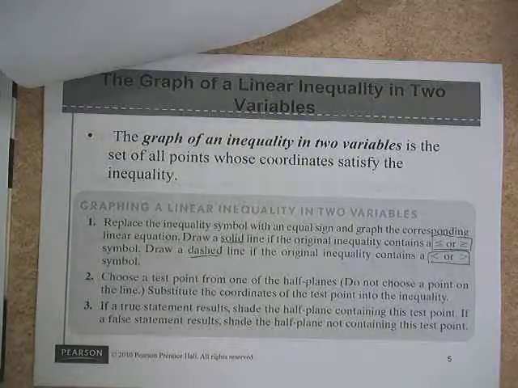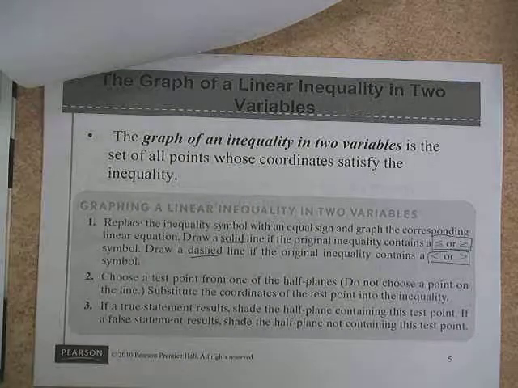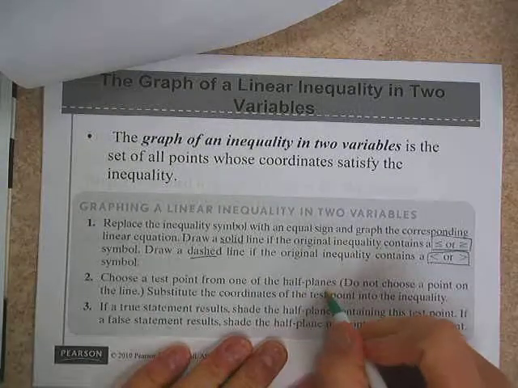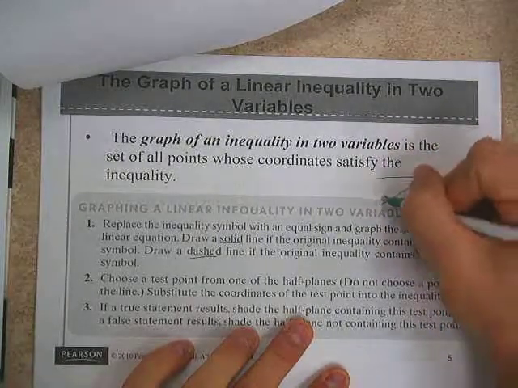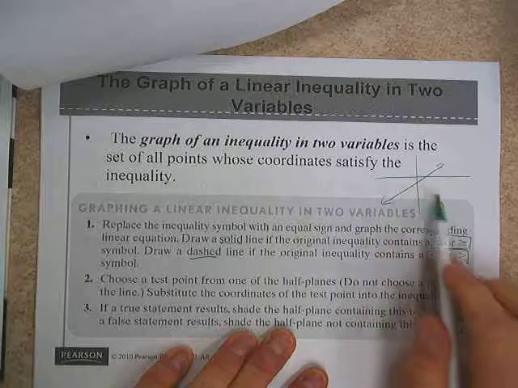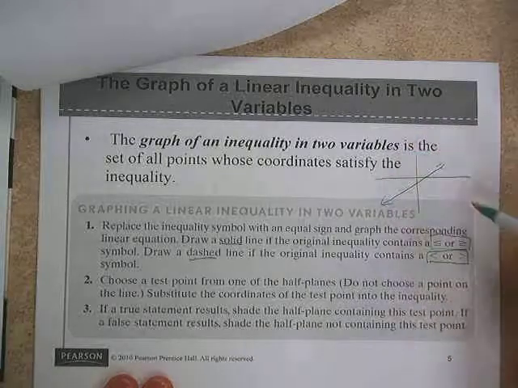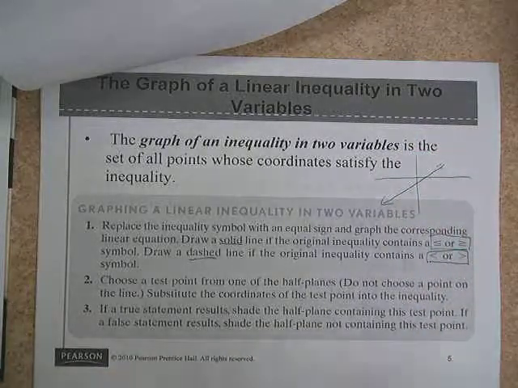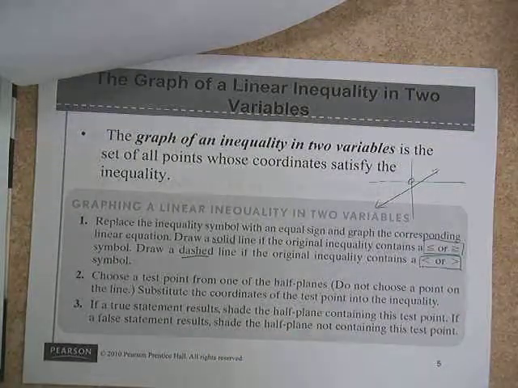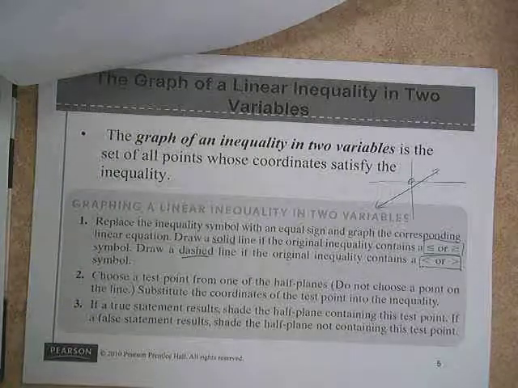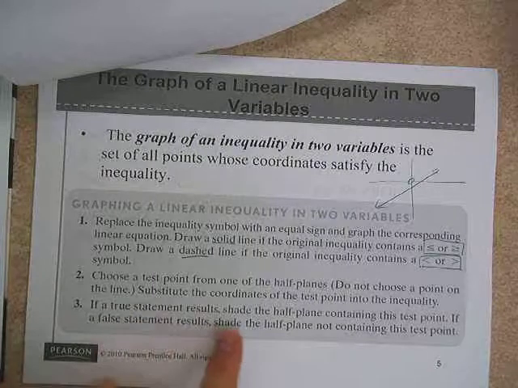Then we choose a test point from one of the half planes. We do not want to choose a point that's on the line, and we substitute the coordinates of the test point into the inequality. When we say half planes, if we graph a line on the xy axes, the half planes are going to be either this side or this side. A line cuts the coordinate plane into halves. I would generally suggest that you pick the origin as your test point. The only reason you could not pick the origin is if the line went through the origin, then you'd have to pick something else.